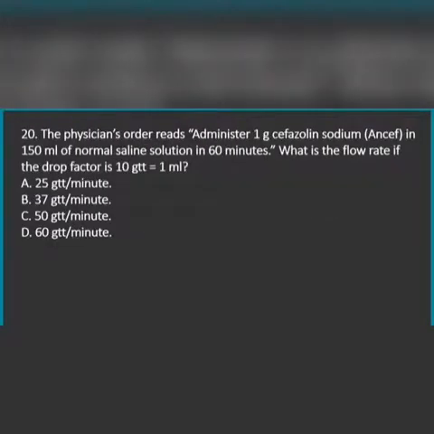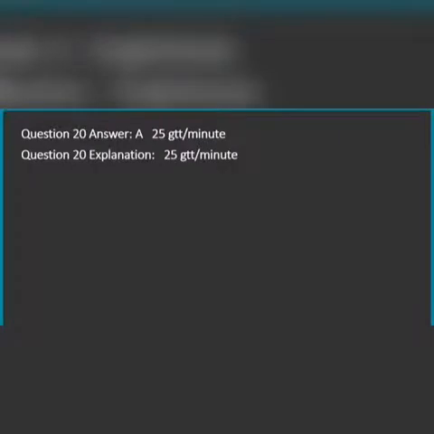Question 20. The physician's order reads: administer 1 gram cefazolin sodium, IV, in 150 milliliters of normal saline solution in 60 minutes. What is the flow rate if the drop factor is 10 GTT equals 1 milliliter? A. 25 GTT per minute. B. 37 GTT per minute. C. 50 GTT per minute. D. 60 GTT per minute. Question 20. Answer: A. 25 GTT per minute. Explanation: 25 GTT per minute.